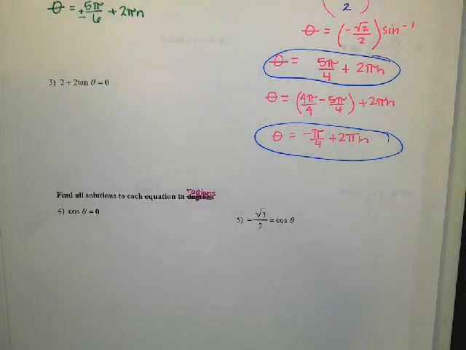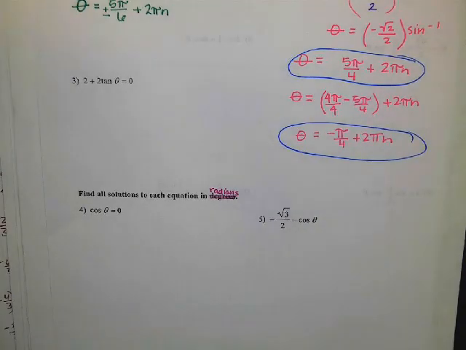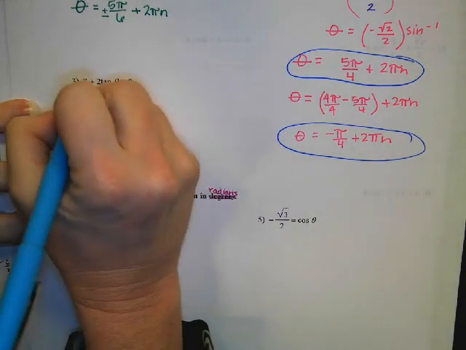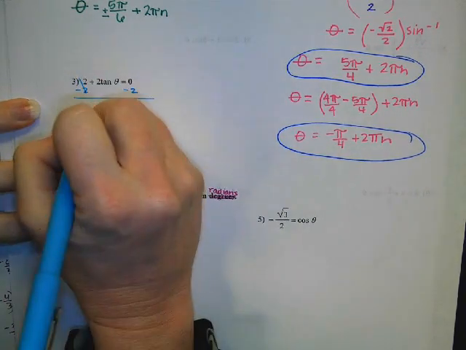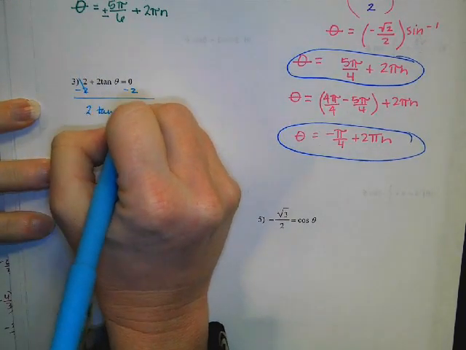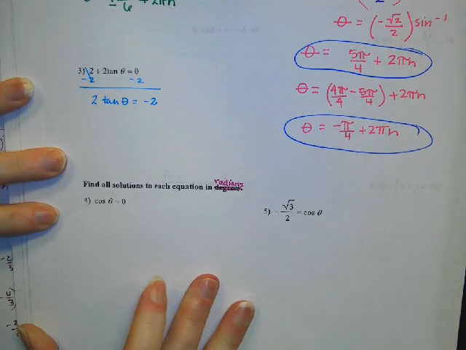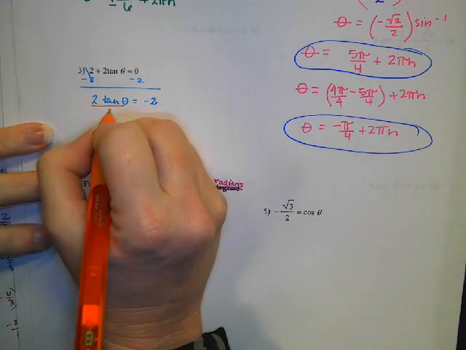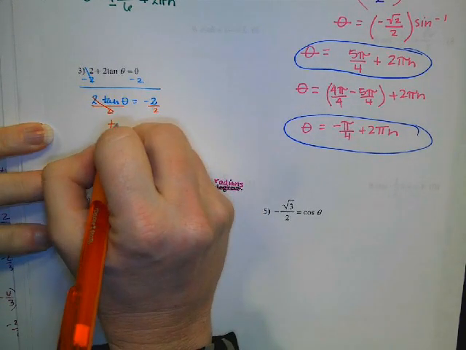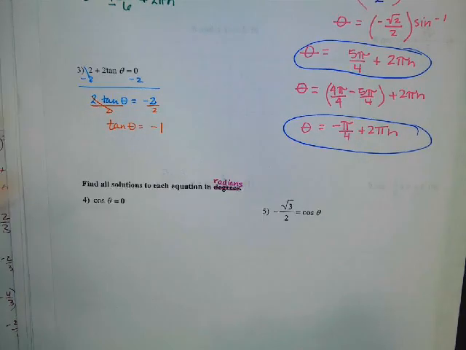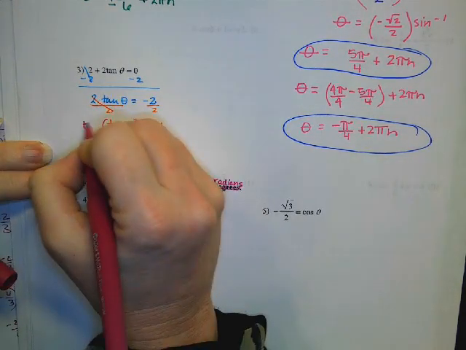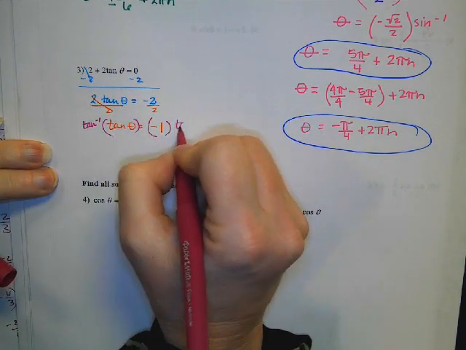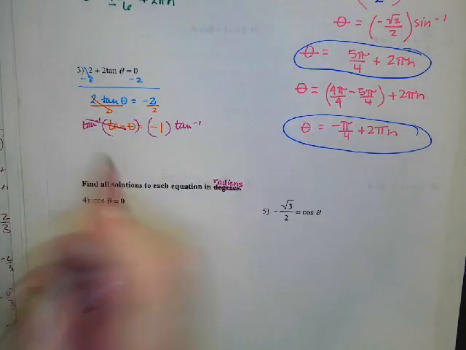Okay, number 3, I need to get theta by itself, so what do I do first? You're going to subtract the 2. Okay. So I've got 2 tan theta equals -2. Now what? Divide by 2. Okay, so now I have tangent of theta equals -1. Then you do inverse tangent. Inverse tan, okay.